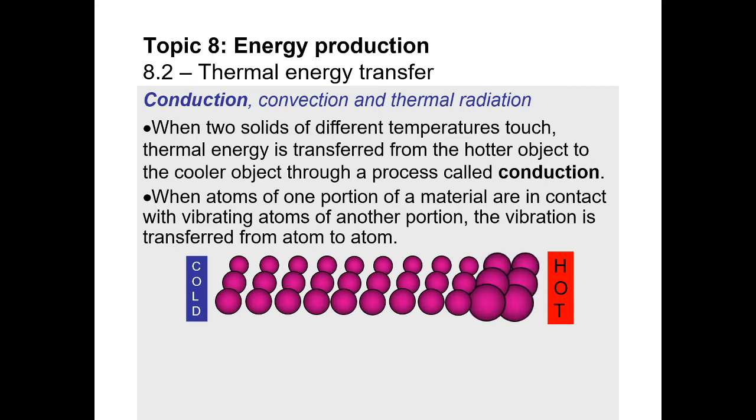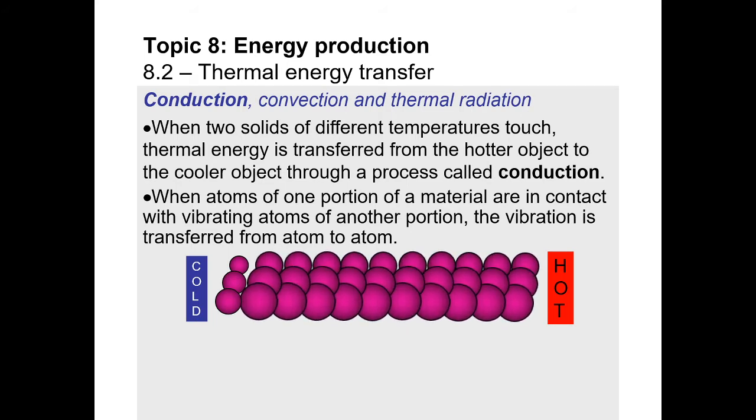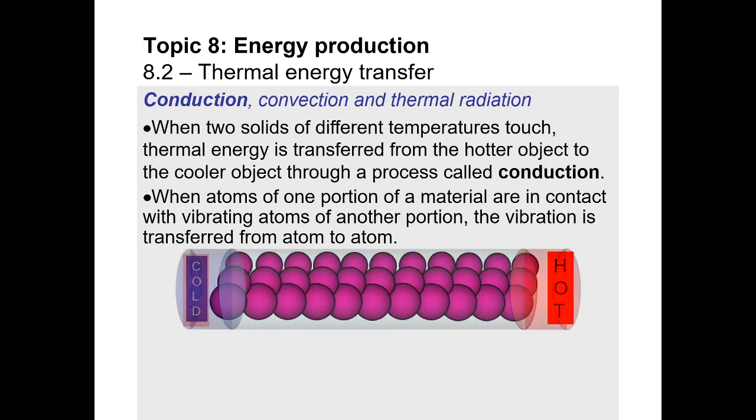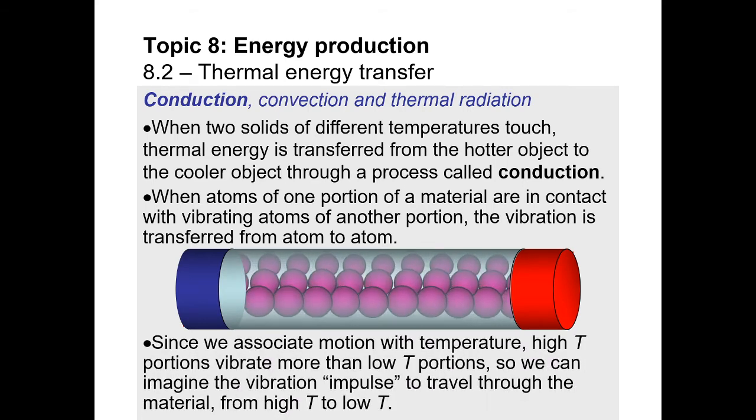Okay, so you have these particles near the hot object vibrating, and that energy gets transferred to the line of particles next to it, which gets transferred to the line of particles next to it, and so on and so forth, until this energy gets transferred from the hot object to the colder object. Now, this thermal energy transference will continue to take place until both objects are at the same temperature.